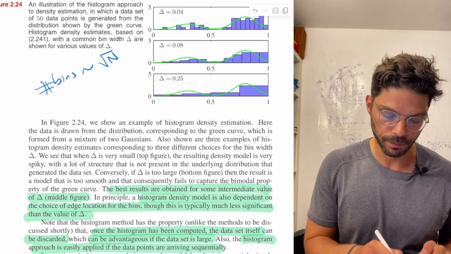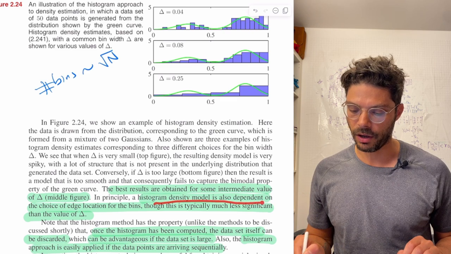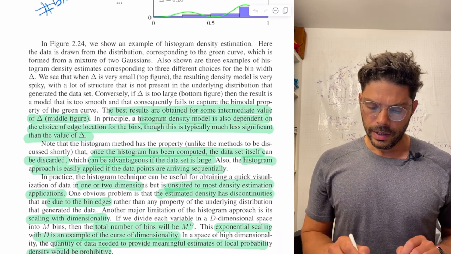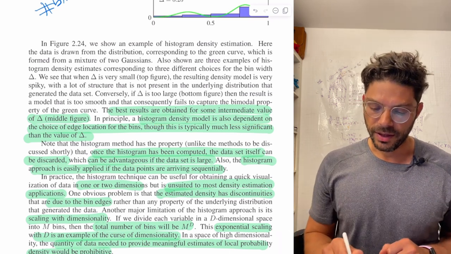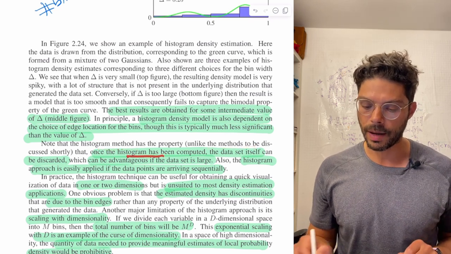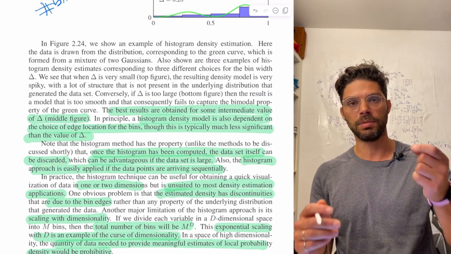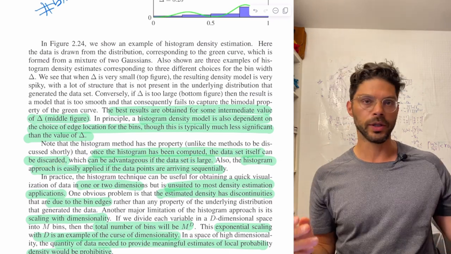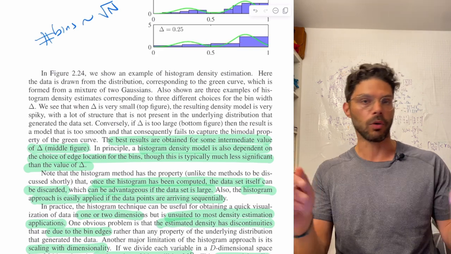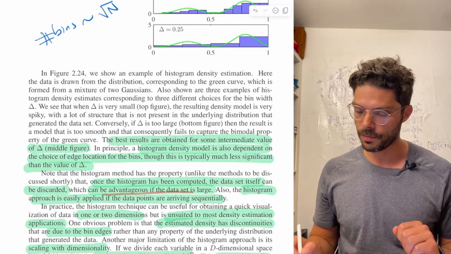In principle, a histogram density model is also dependent on that, as we just talked about. Now, it has this cool property: unlike the methods that we're going to discuss, once the histogram has been computed, the data itself can be discarded. Once we've got those p_i's and those delta_i's, we don't need the data anymore. We've got our estimate, this blue thing, and we can work with it however we want. This can be advantageous if the data set is large.